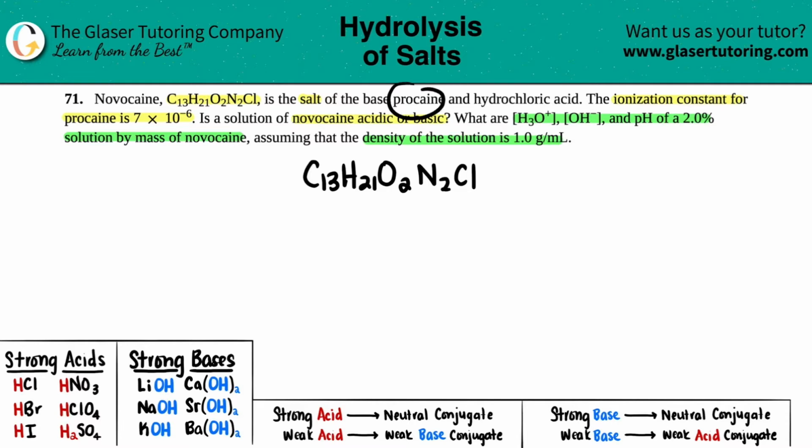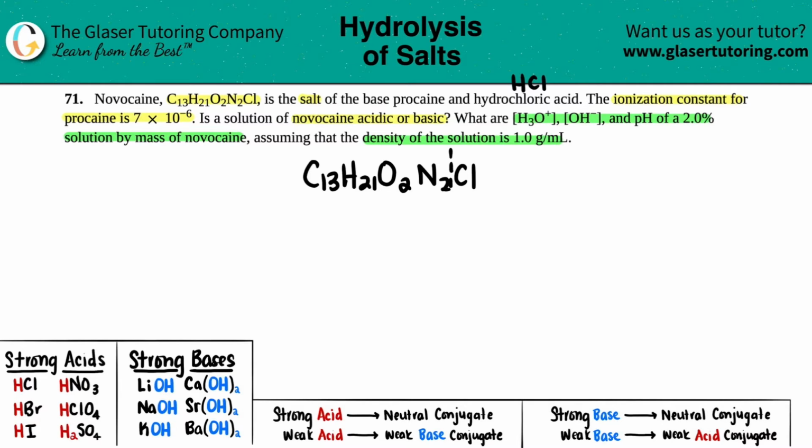Now, procaine, off the top of my head, I have no idea what procaine looks like, but I know what hydrochloric acid looks like. Hydrochloric acid is HCl. Now, when we're going to talk about whether this is acidic or basic, we have to have one cut, because when we break up our salt, we have to have one positive ion and one negative ion. If one of them came from hydrochloric acid, here's the Cl, so the Cl should have been by itself.